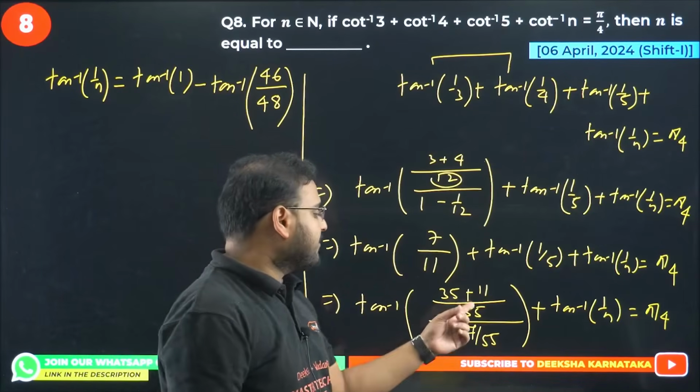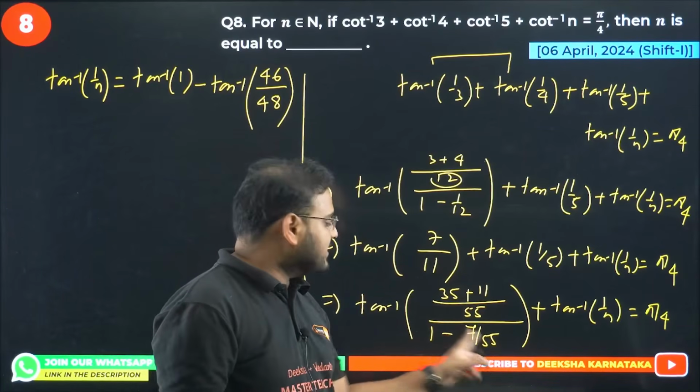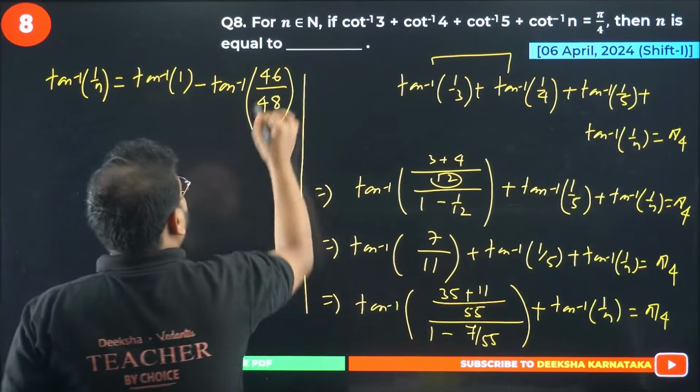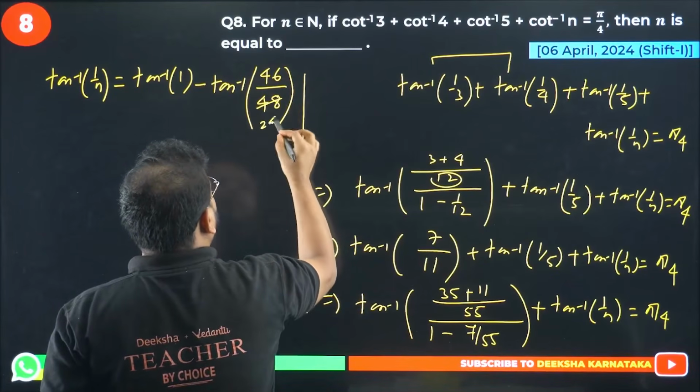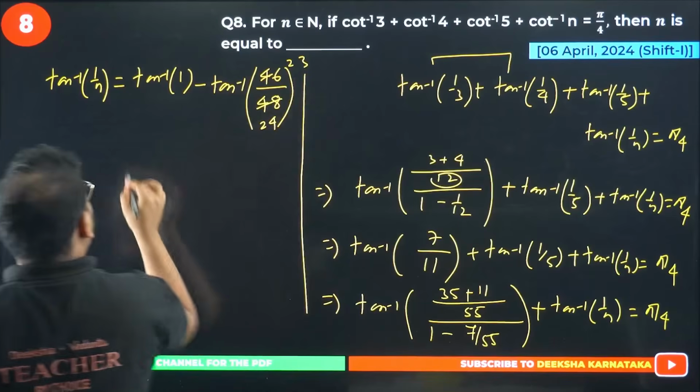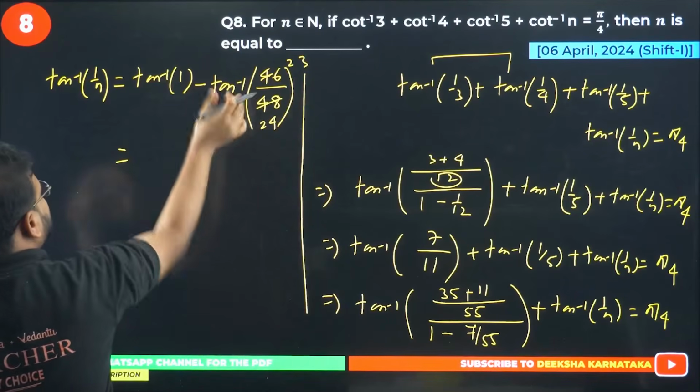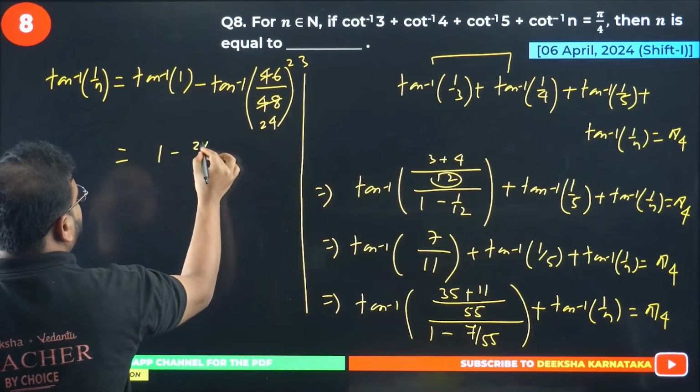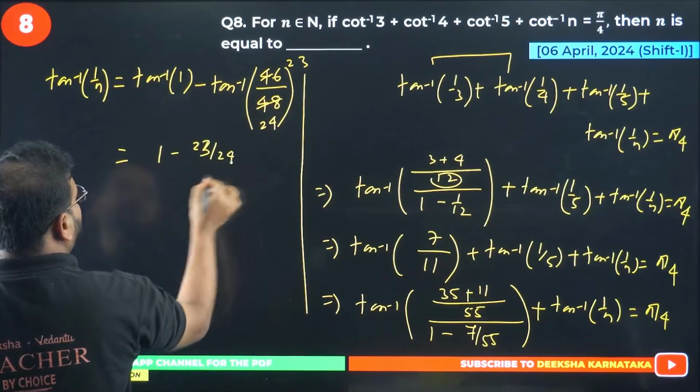What about 55, sir? They get cancelled. Okay? 55 minus 7 is 48. So we get 23 and 24, 24 and 23. Again, another formula, tan inverse of A minus B. I get 1 minus 23 by 24.